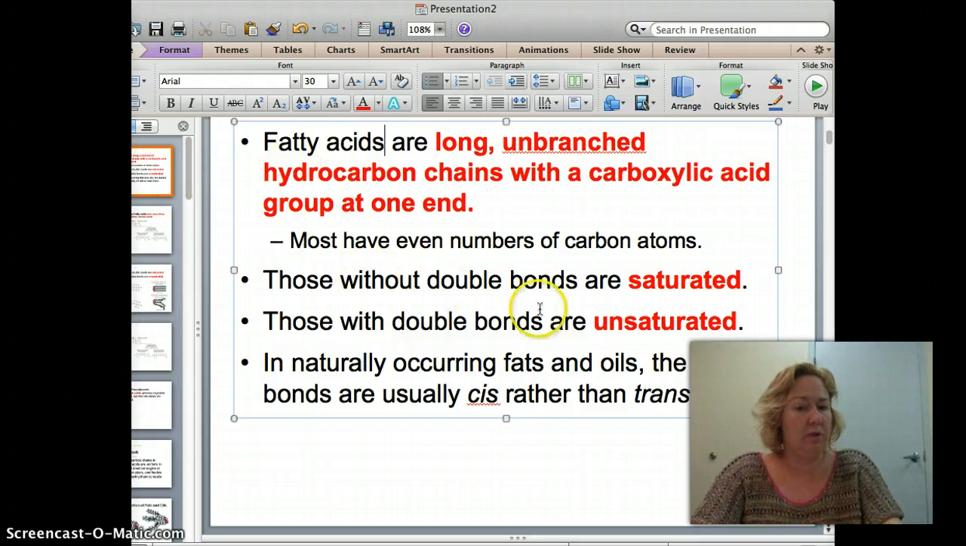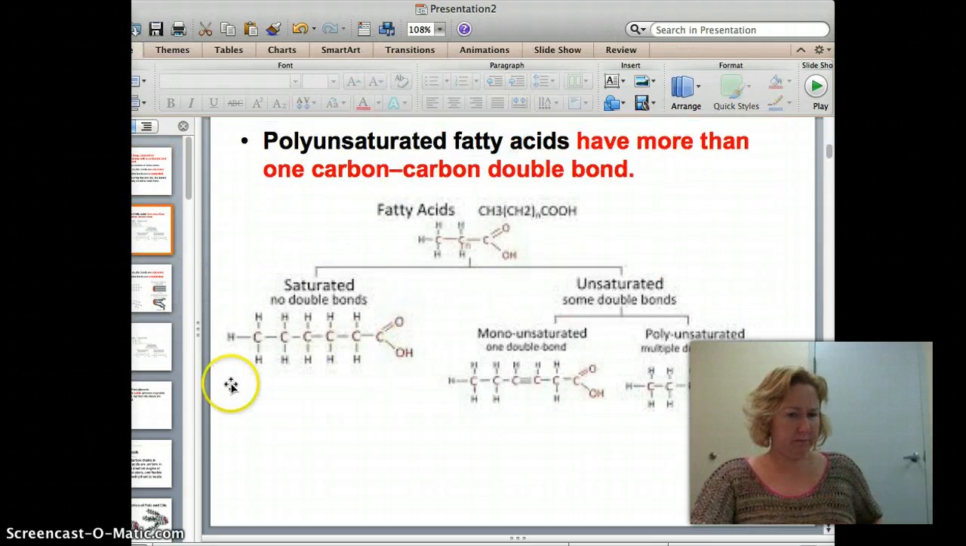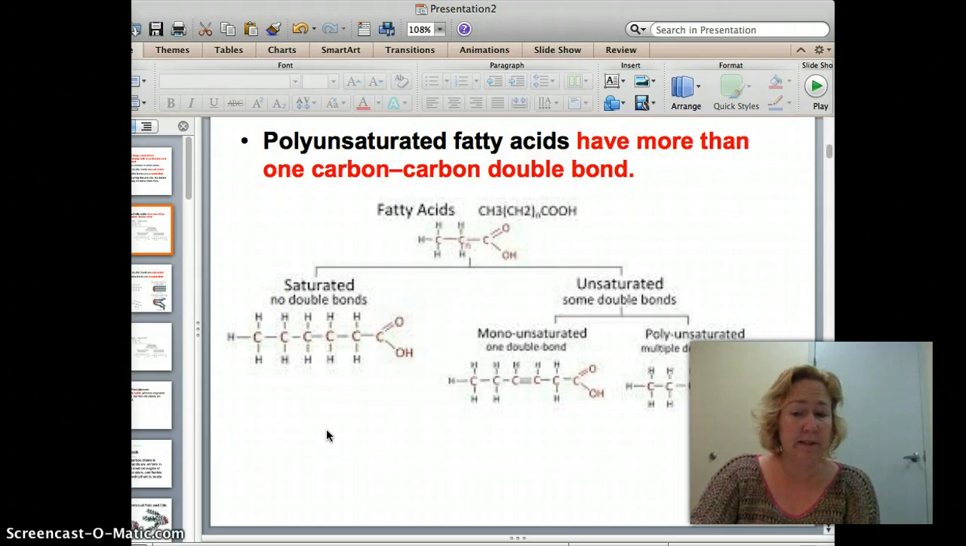So, if you do not have double bonds, you are saturated. If you do have double bonds, you are unsaturated. Let me show you what that looks like. You are saturated with hydrogens, basically. As many hydrogens as are possible, you have those. Unsaturated means that this one does not have as many hydrogens as possible, so it's unsaturated.